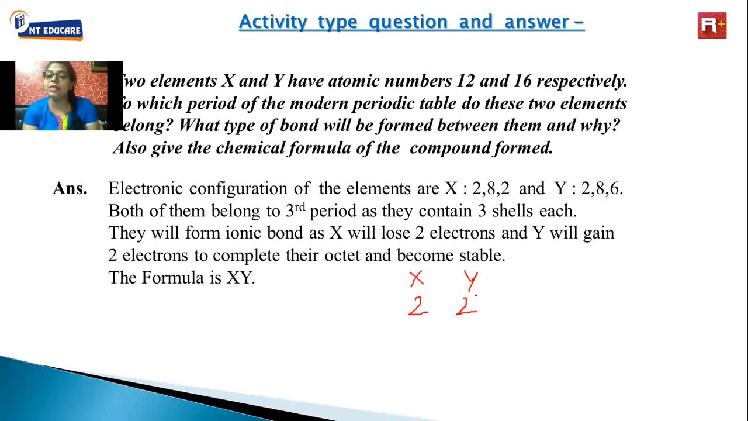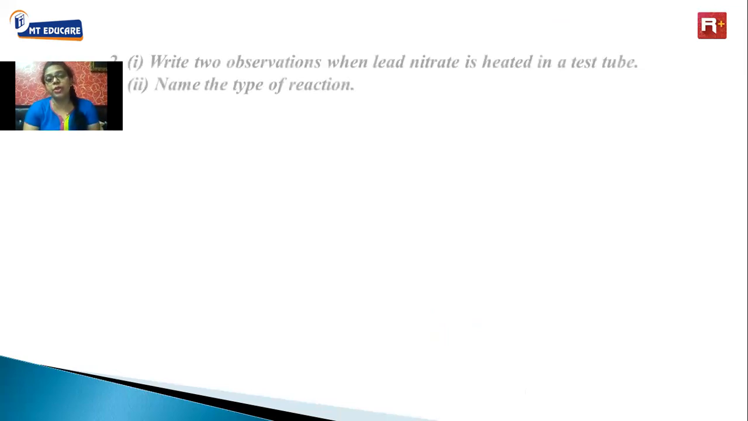Now here I can say the same valency will get cancelled. 2 ones are here, again 2 ones are here. So this will be multiplied by X and this will be multiplied by Y. Fine. So X1 and Y1. Y1 we usually do not write. So we get the formula as XY. Clear? Everyone? Fine. So this is how we answer the questions for section B. So let's move ahead with the next question.